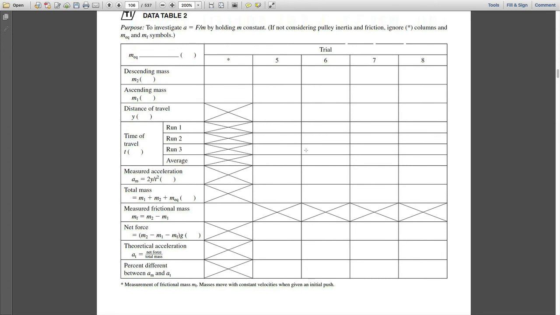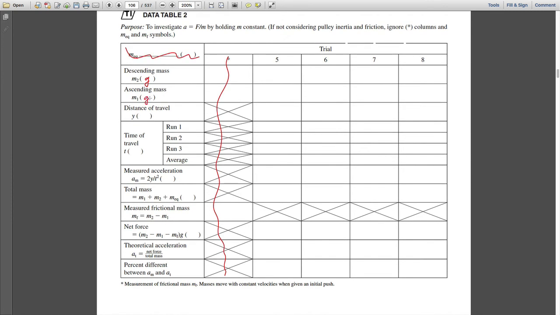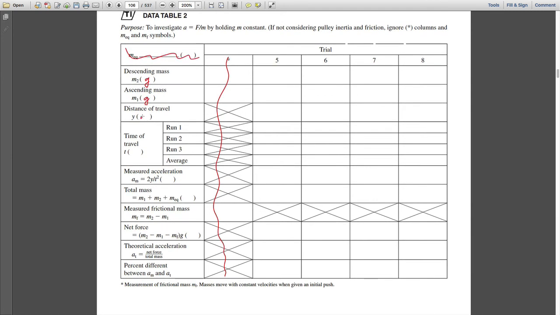The second data table asks you to apply the same two equations, but in this case the idea is to keep the total amount of mass in the system constant. So it's going to be the same procedure. I'm not going to repeat it. There is no friction, so there is no equivalent. Then there is no inertial calculation. It's crossed out. And now mass 2, that's the descending in grams, the ascending in grams, it's fine, whereas the height is going to be in meters.